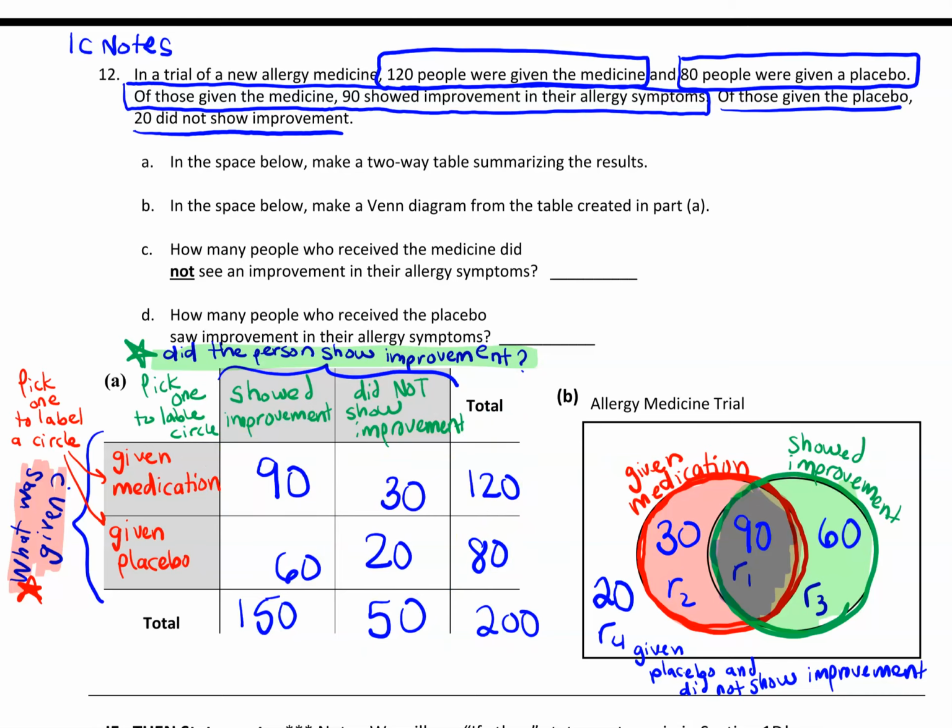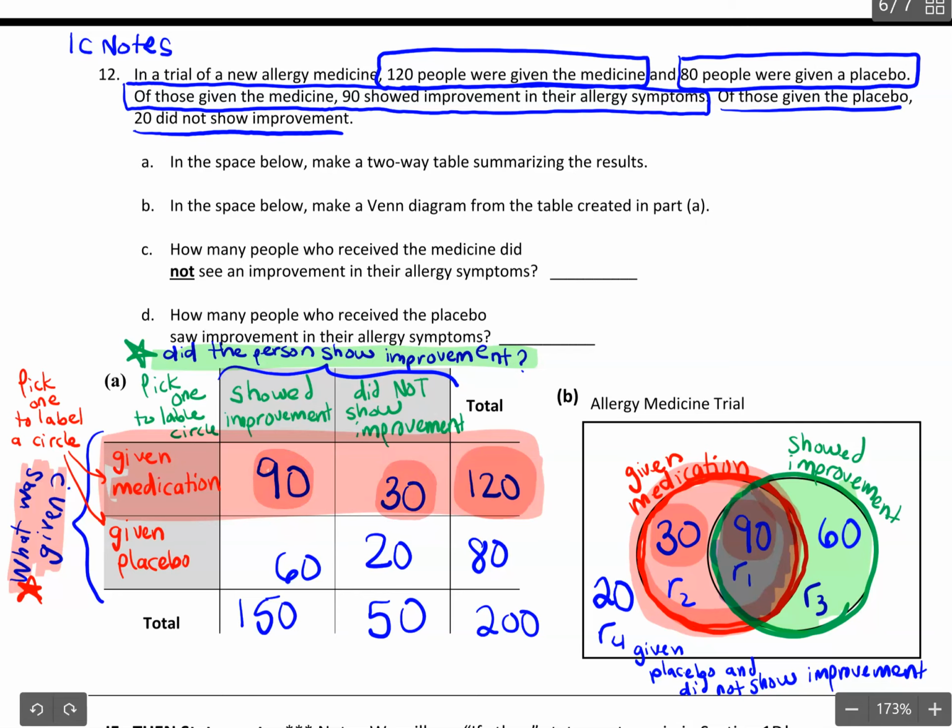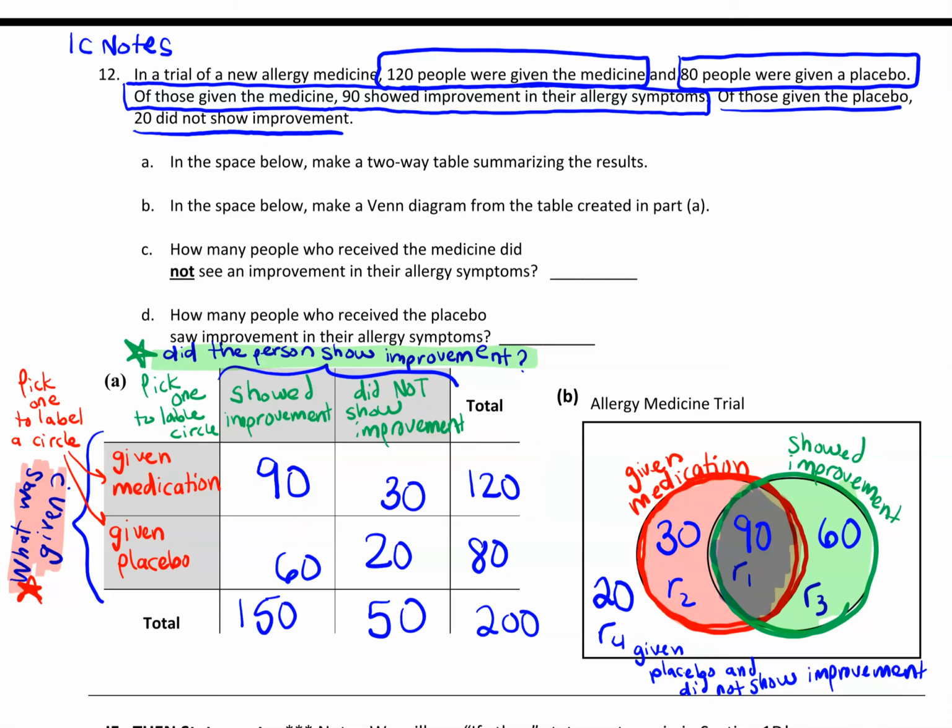So for example, we know that everyone in the red circle was given medication. So everyone in this row was given medication. That was 120 total people. Well, if I look in my circle, there were 2 numbers to add. There was a 90 and a 30. 90 plus 30 would give me that total 120. So we can calculate the totals from the numbers that are in the Venn diagram, but we don't actually see them written.